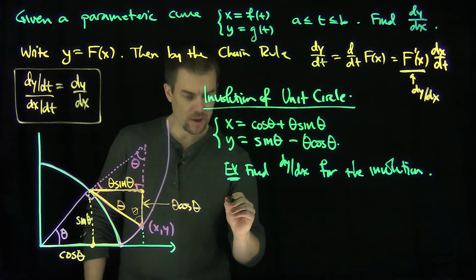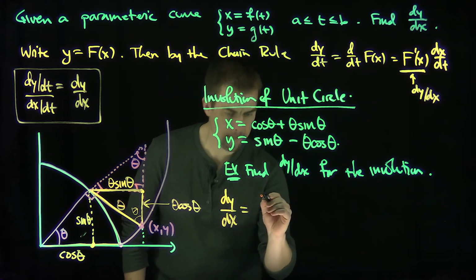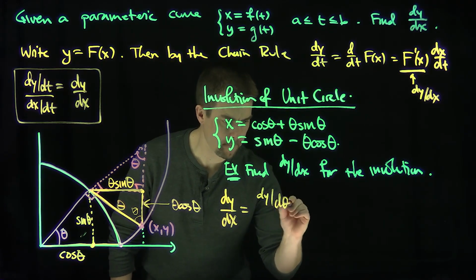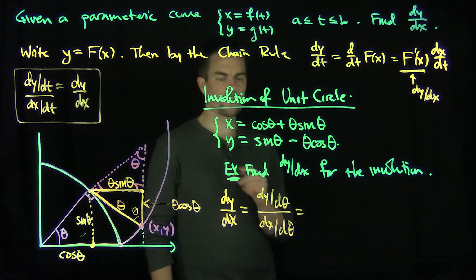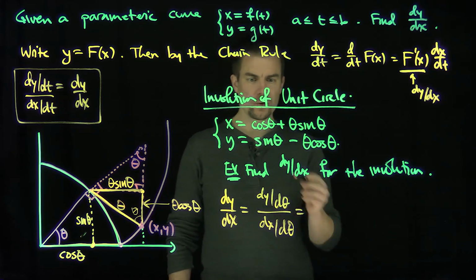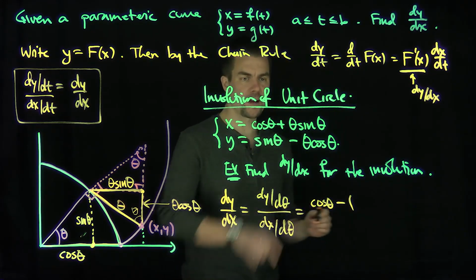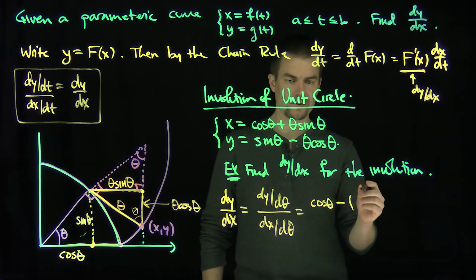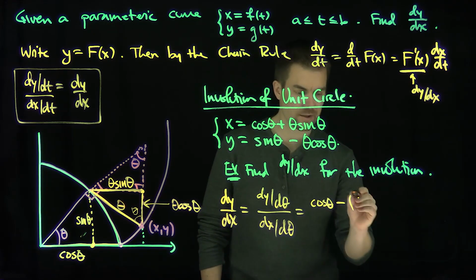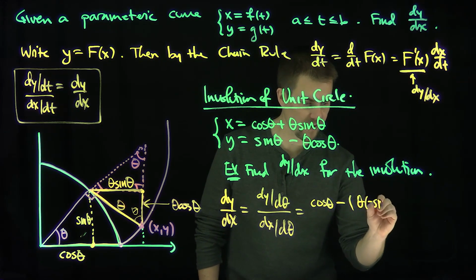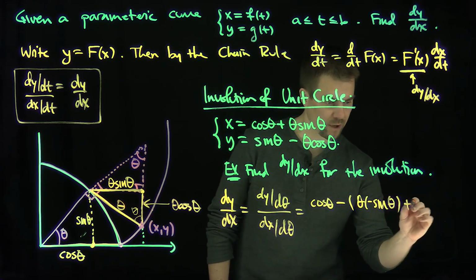dy dx is going to be dy d theta over dx d theta. So what is dy d theta? It's cosine of theta minus, and I've got to do the product rule, so it's the first function times the derivative of the second. The derivative of cosine is negative sine, so that's theta times negative sine theta. And then the second function times the derivative of the first, that's plus cosine theta.